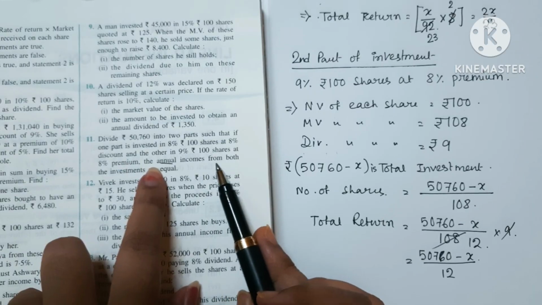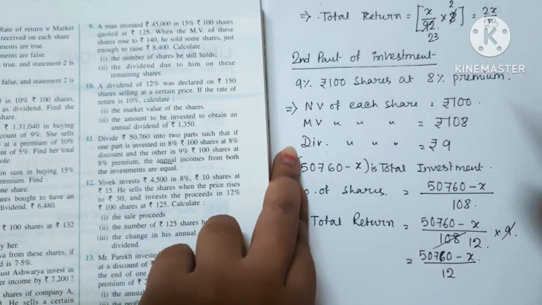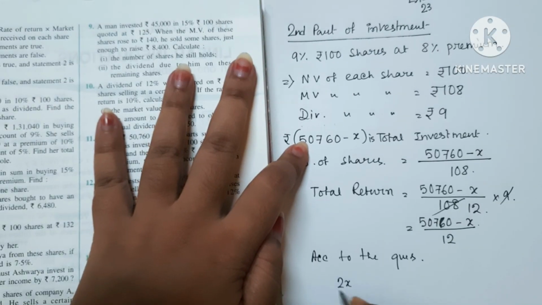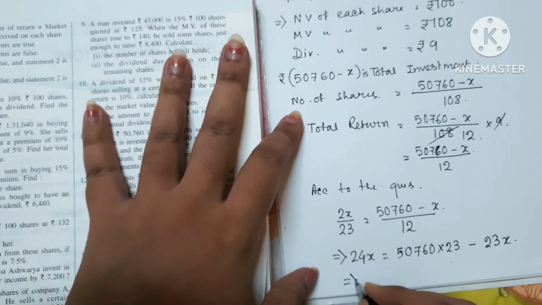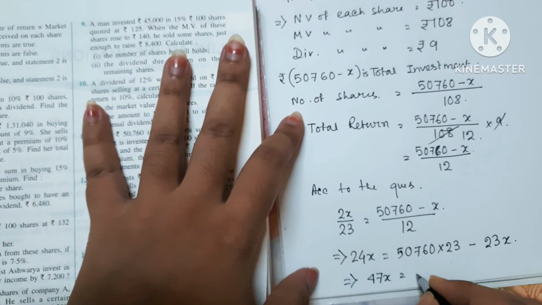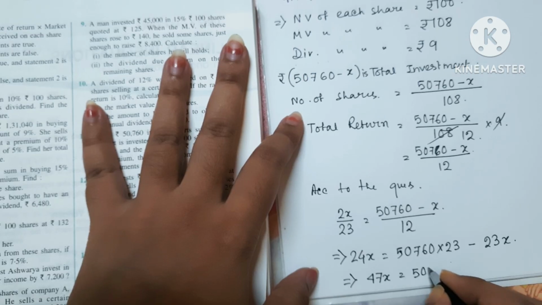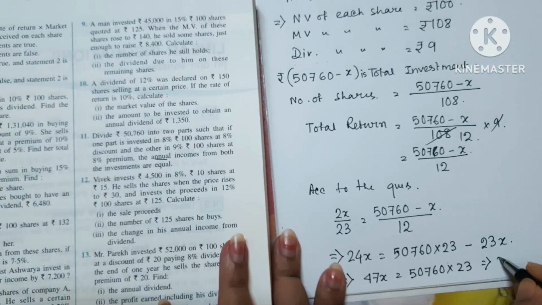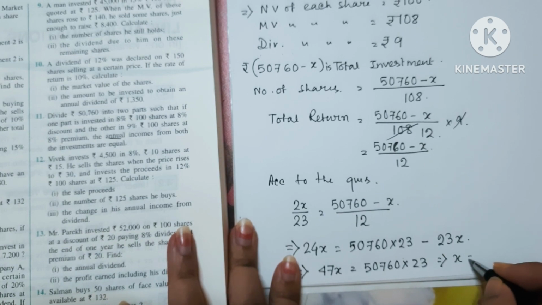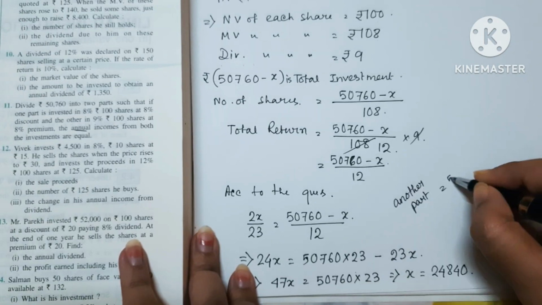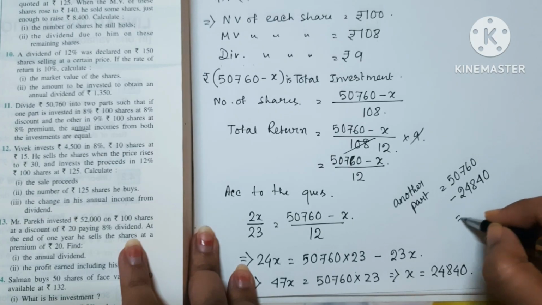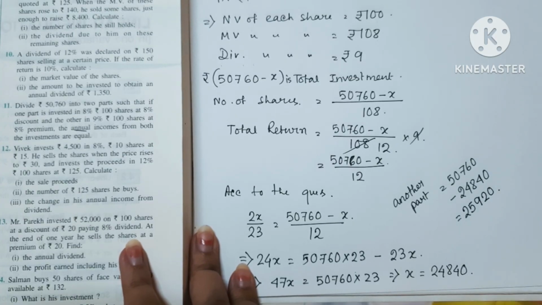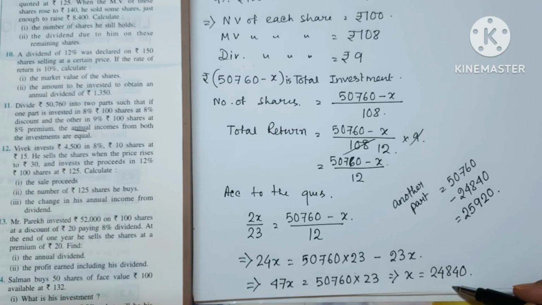The annual income from both investments are equal. That means, according to the question, 2x by 23 is equal to this one. So 47x is equal to 50760 into 23. Here x equals 24840. So the other part will be 50760 minus 24840, that will be 25920.